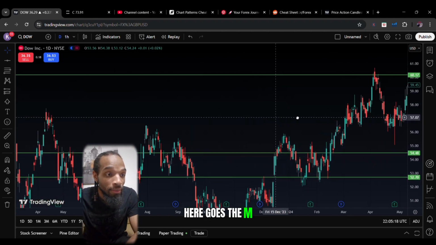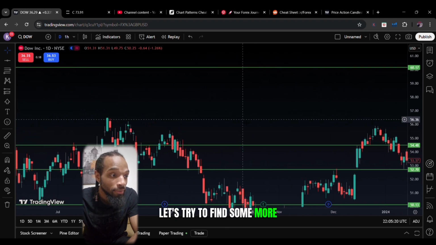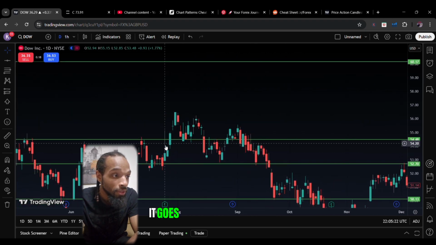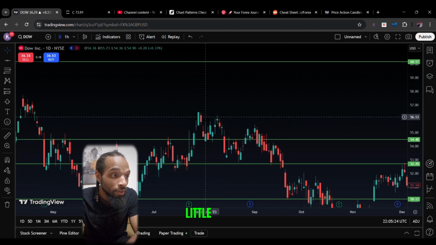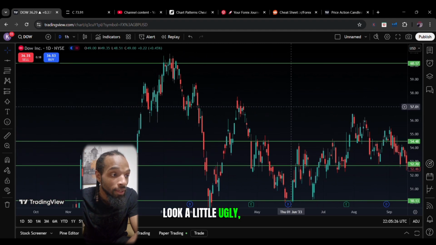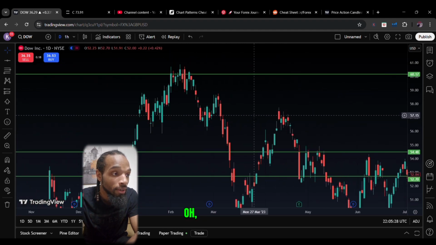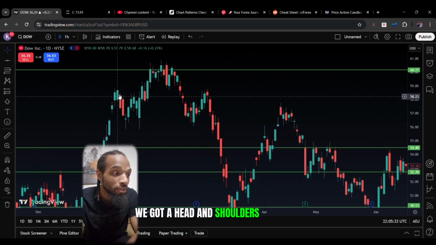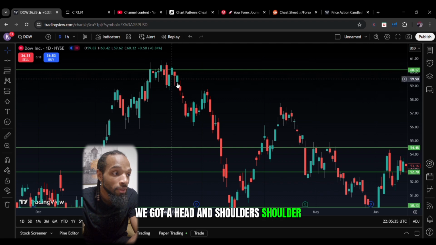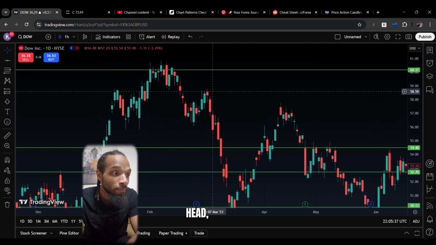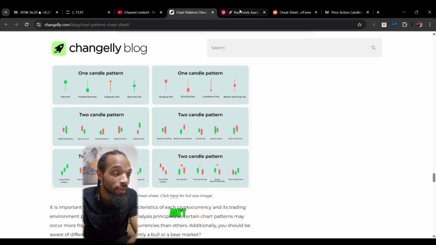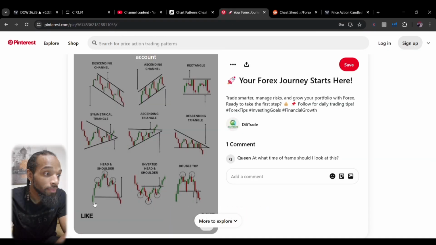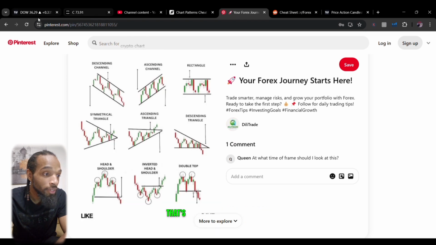Here goes the M. Let's try to find some more. Here goes a little small one right here. A little small M. Looks a little ugly, but it is one. Uh-oh, look at that. We got a head and shoulders. Shoulder, head, shoulder. The shoulder matched with this right here. Ain't that what it said? Yup. Head and shoulders. That's what it looked like.